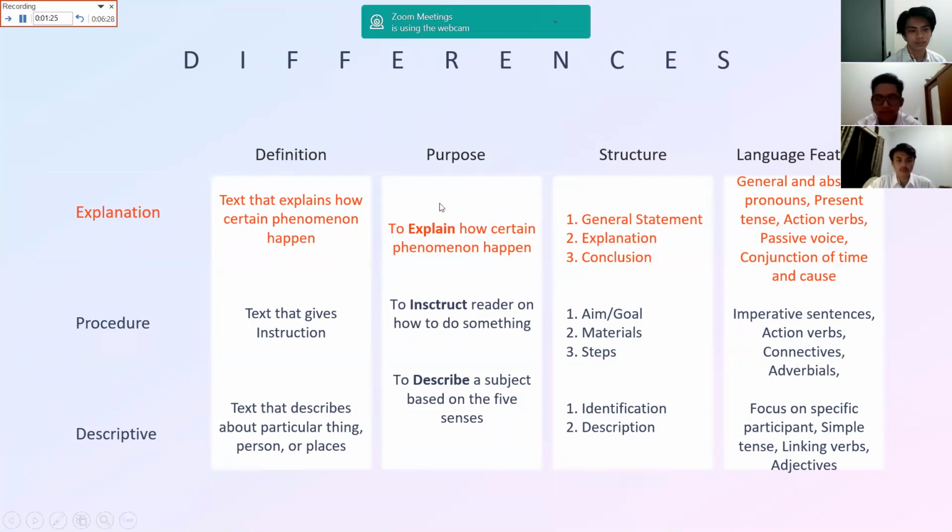And now the last one is language features. These three types of text have similar language features, but the difference between them is, if we see an explanation text, this type of text is using general and abstract pronouns, and also using action verbs and a passive voice. On the procedure text, this text is using imperative sentences and also connectives or adverbials. And the last one, the descriptive text, just focus on a specific participant and describing about something.